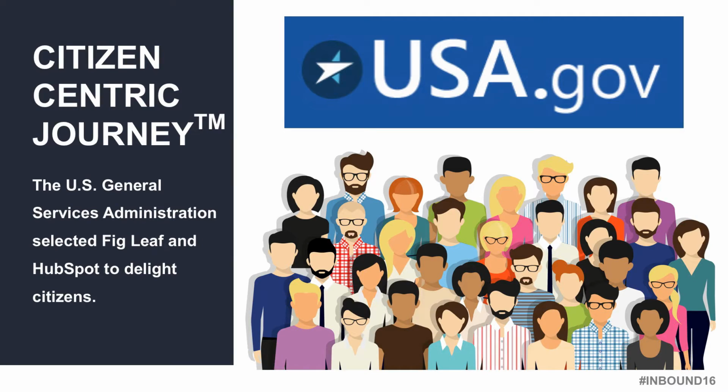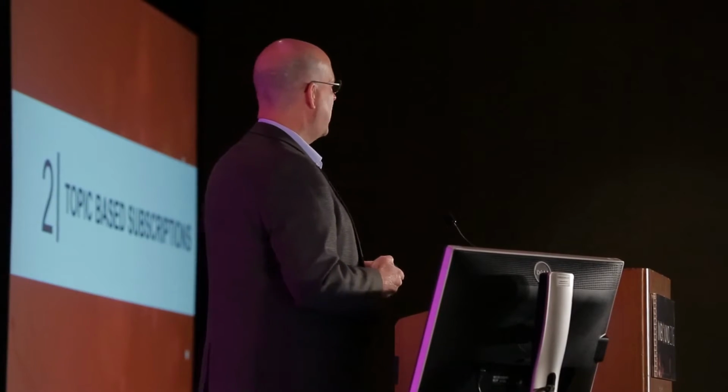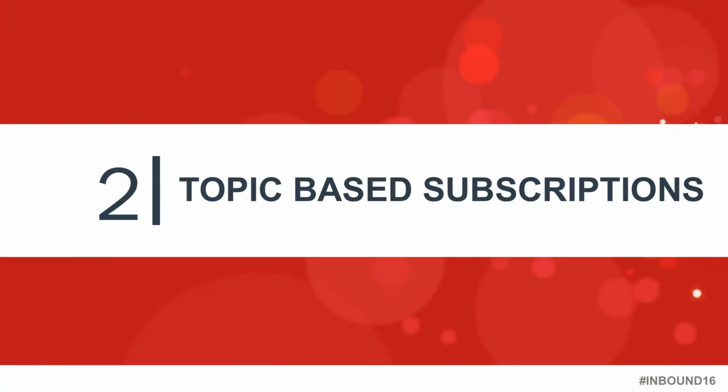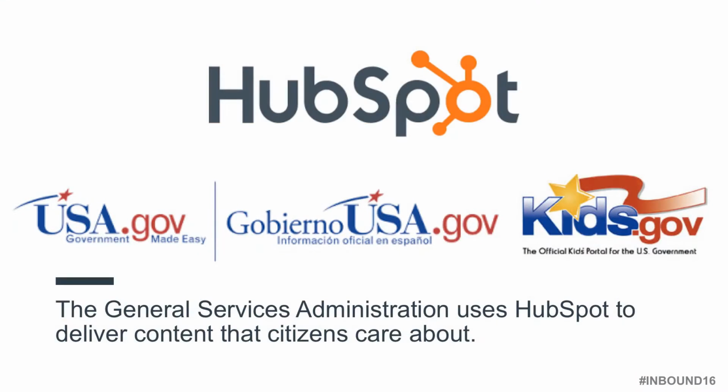So Fig Leaf, we actually are based in DC, and we do a lot of work with the federal government. We're a service-disabled, veteran-owned small business. And so we got approached by USA.gov to change the way that they do email marketing. They selected HubSpot, and the first thing we did is we wanted to get them to stop emailing every single citizen on their list all the time. So we created topic-based subscriptions.